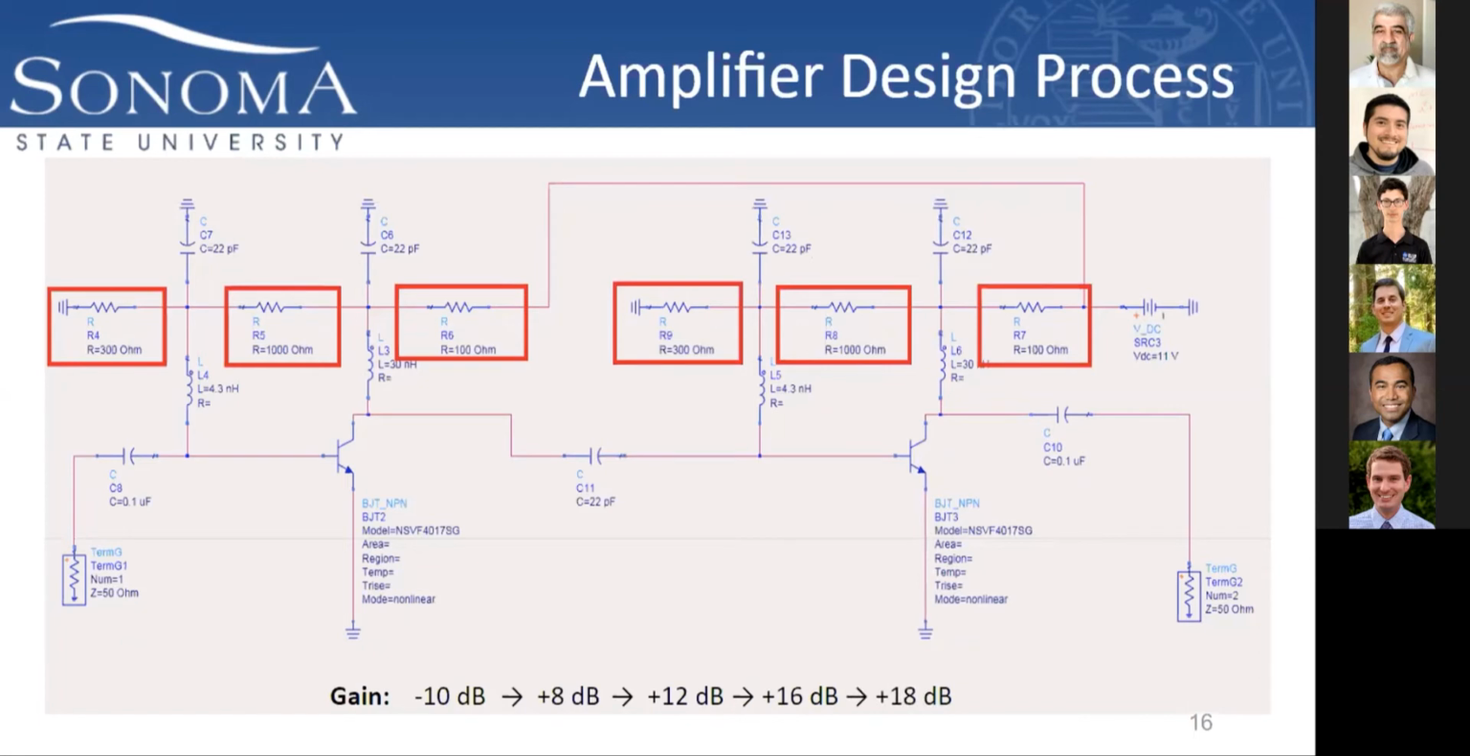So in order to increase the power output, I redesigned the biasing network to allow a higher supply voltage, going from 9 volts to 11 volts. This circuit reflects the new biasing network and ultimately resulted in a gain of about 18 dB.